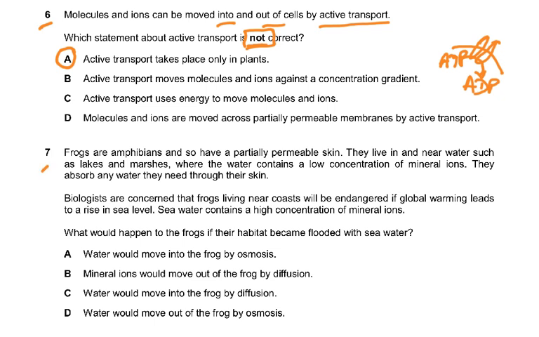Then question number 7. Frogs are amphibians and so have a partially permeable skin. They live in and near water such as lakes and marshes where the water contains a low concentration of mineral ions. They absorb any water they need through the skin. Biologists are concerned that frogs living near coast will be endangered if global warming leads to rise in the sea level. Sea water contains a high concentration of mineral ions. What would happen to the frogs if their habitat became flooded with seawater?